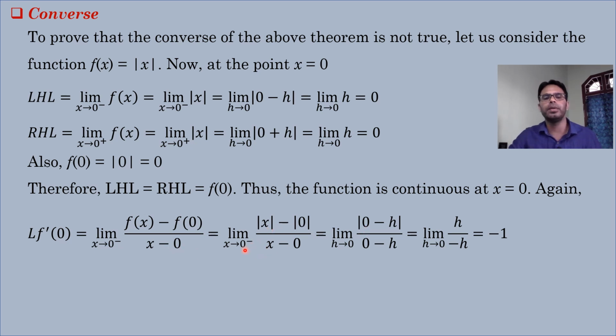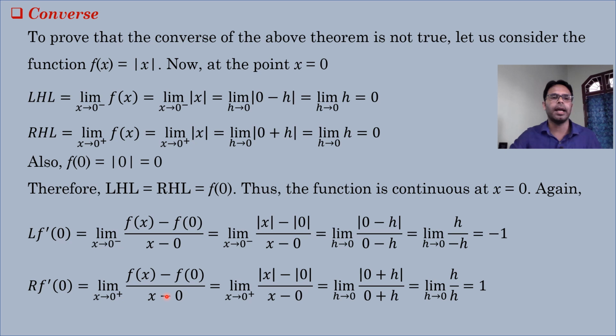X is converting to h, so it is 0 minus h. So mod of minus h is h, divided by 0 minus h which is minus h, and cancelling it will be minus 1. Similarly R f dash 0, it is the same, you can understand this one. So 0 plus h is again h, and this time by cancelling it is 1 only.